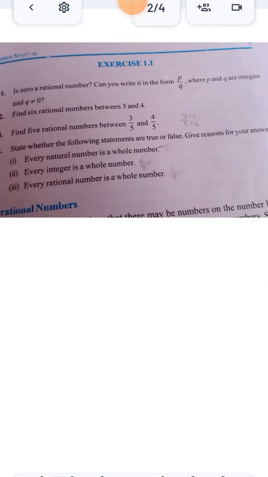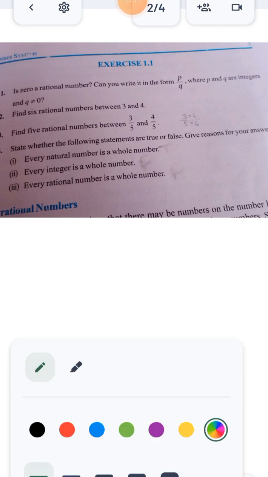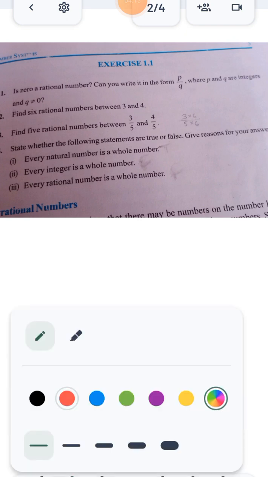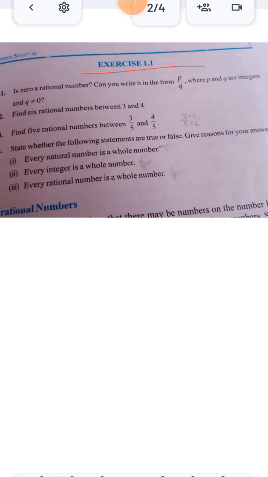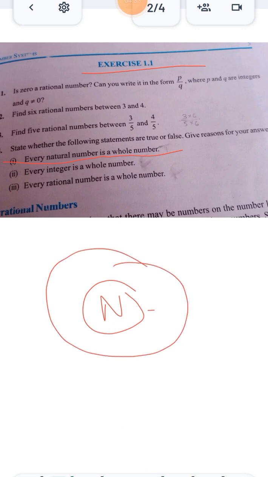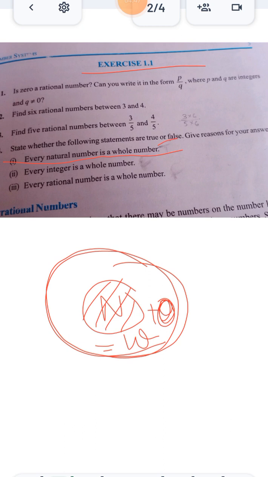Now, this was exercise 1.1 that we have already done. Right, now it is true and false. Every natural number is a whole number. In the previous session we discussed a lot about rational numbers, natural numbers, whole numbers and integers, and I showed you a diagram: natural numbers, and natural numbers plus 0 are whole numbers. So every natural number is a whole number, but every whole number is not a natural number. So the first will be true.